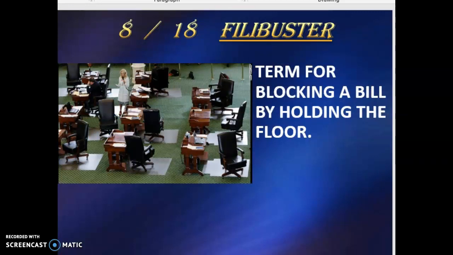Filibuster. It's not a term you hear very often, but a member of Congress can stop a bill from becoming law. The term for blocking a bill by holding the floor.